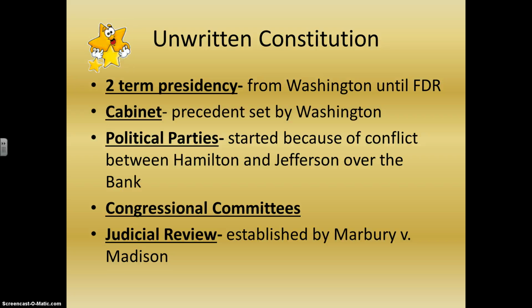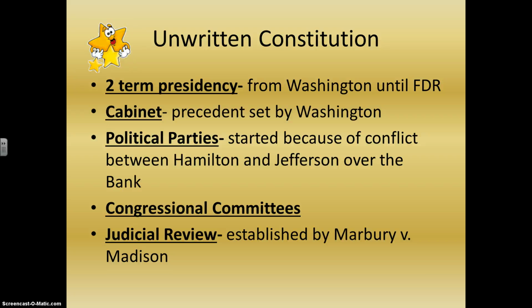Cabinet, it's a precedent or an example set for the future by Washington. Political parties, that's something that Hamilton and Jefferson, they were arguing over our good friend the bank, and Hamilton had that loose interpretation of the Constitution, Jefferson had the strict interpretation. Some people were like, Hamilton, he's our dude. And other guys were like, no, I like Jefferson. And next thing you know, you get political parties. By the way, they were the Federalists and the Democratic Republicans, also known as the Republicans. But not today's Republicans. Don't worry about that.